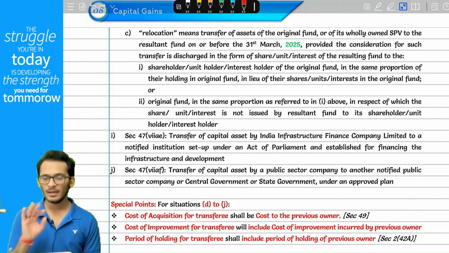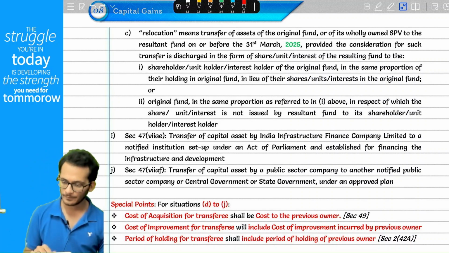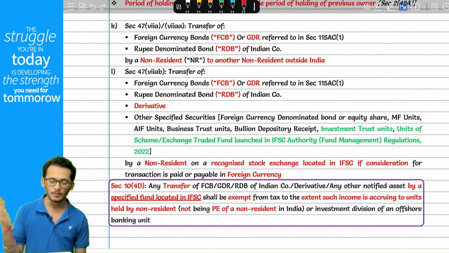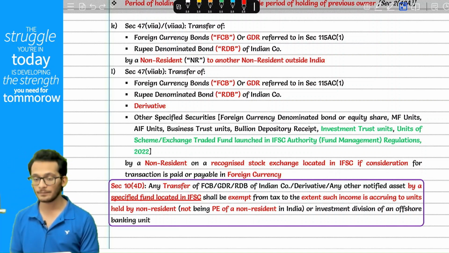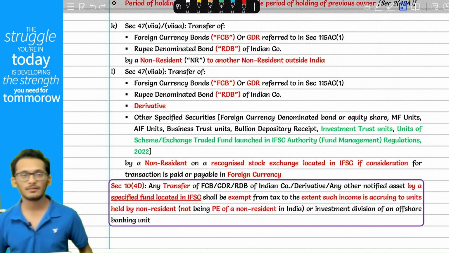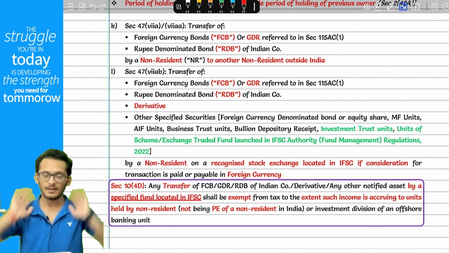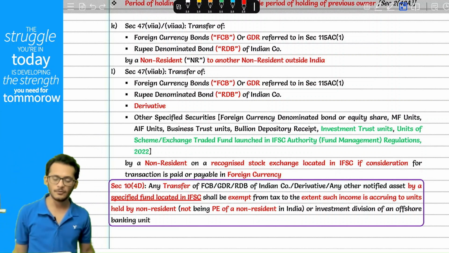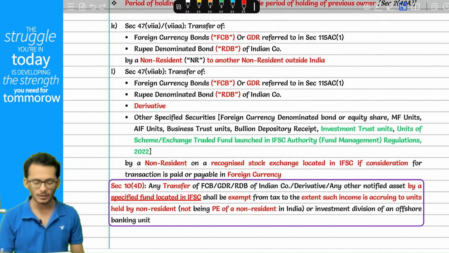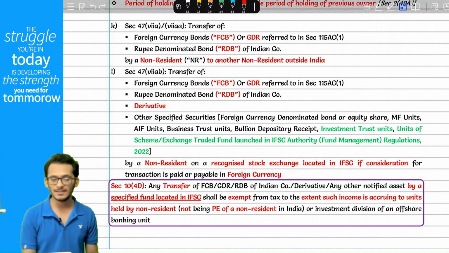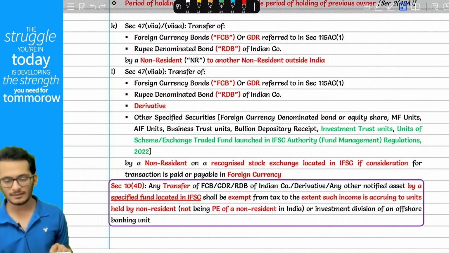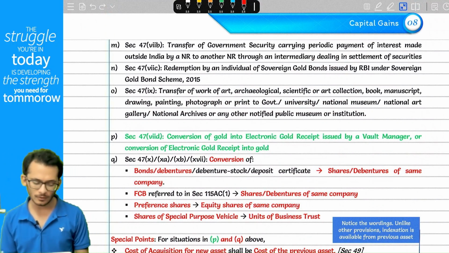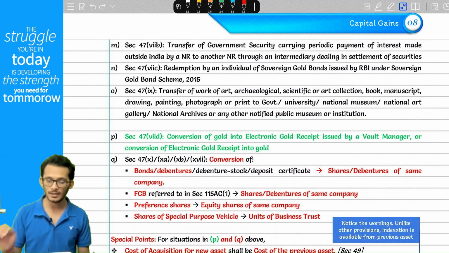Look at the transaction. If the transaction is a very weird transaction, exempt it off. Next, any kind of transfer of foreign currency bonds or GDR, rupee denominated bonds of an Indian company by one NR to another NR outside India. Indian assets, foreign people are transferring, will not be regarded as transfer. Next, any kind of transfer of foreign currency bonds, rupee denominated bonds, derivative bonds, other specified securities happening in an IFSC unit, again not taxable. Then transfer of government securities, redemption of sovereign gold bonds, any kind of works of art given to museums are not taxable.